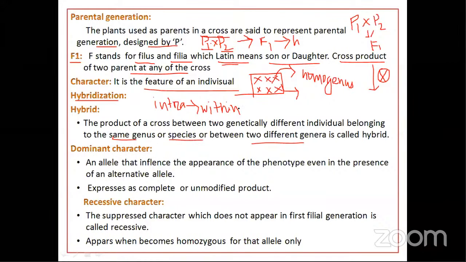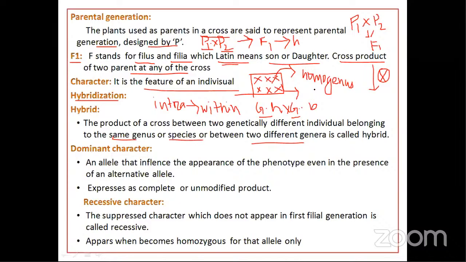Interspecific means between species. The genus might be the same, like Gossypium hirsutum crossed with Gossypium barbadense. These are two species in the cotton family. Here the genus is the same but the species is different, so it is interspecific. If you change the genus itself, that condition is called intergeneric.